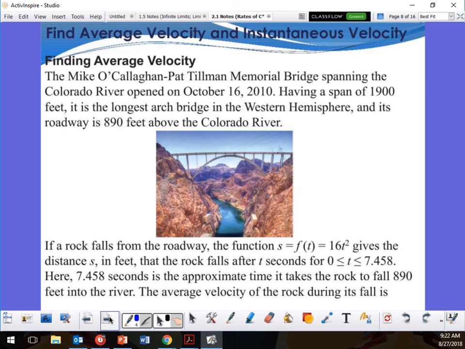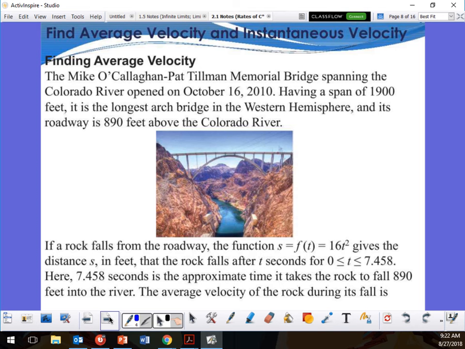If a rock falls from the roadway, the function s, which gives me my position, is equal to f of t, the function in terms of time, which is equal to 16t squared. It gives the distance s in feet that the rock falls after t seconds, where 0 is less than or equal to t, so it's between those times. 7.458 seconds is the approximate time it takes the rock to fall 890 feet into the river.